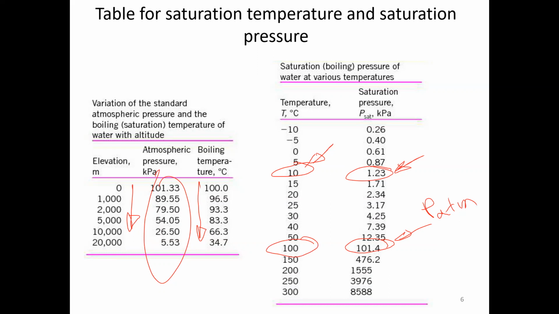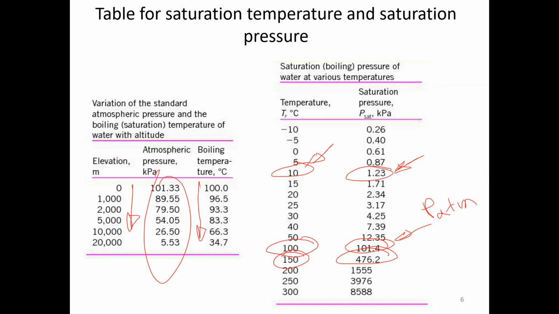Okay. So that's why, in the pressure vessel or pressure pot, you can see why we use the pressure vessel. Because when you have a pressure vessel, you will have a higher temperature, higher boiling temperature. So if you have a higher boiling temperature, the food will be cooked faster.